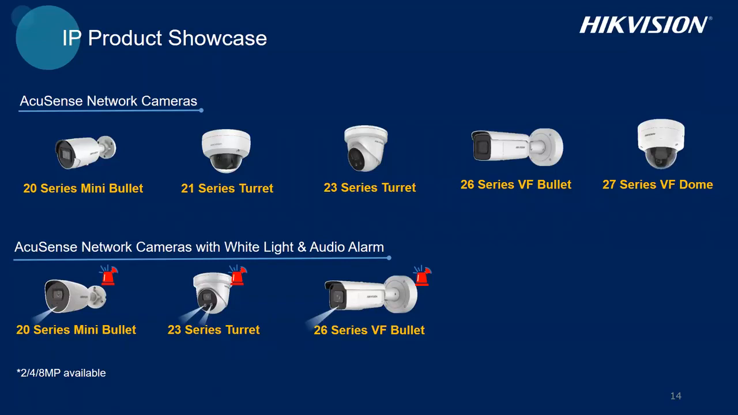Initially, the likes of the turret, when released, was not externally rated. So we obviously have externally rated cameras here with this technology and supplement light and audible alarms built into it. In terms of resolution, they're offered in 2, 4, and 8 megapixel.